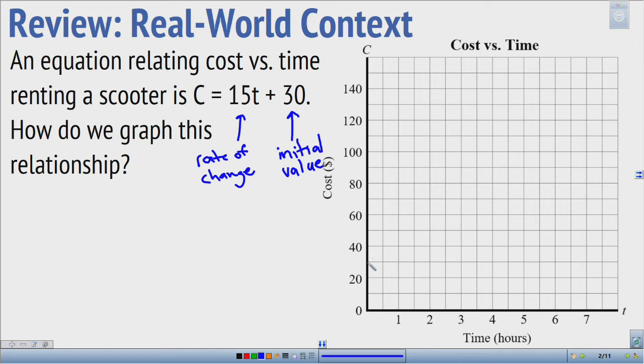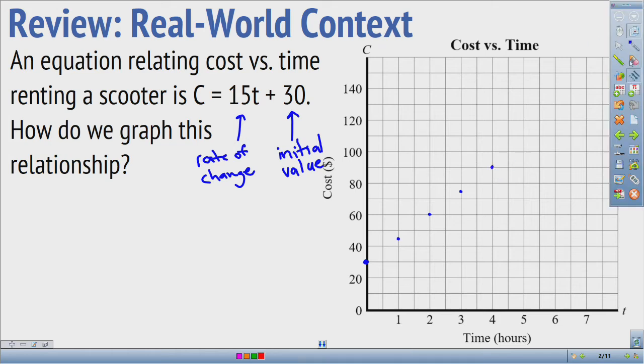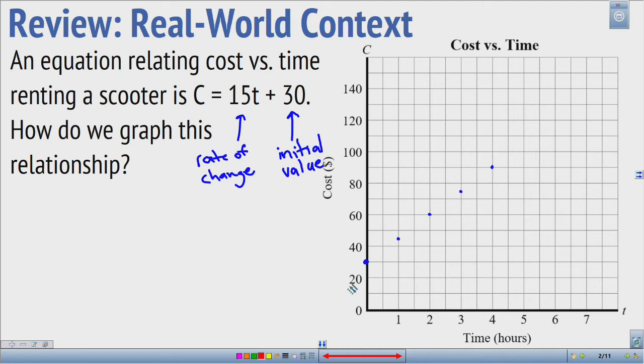So I'm going to put a dot here at 30. And this is going to go up by $15 every time. So after 1 hour, it's going to go up 15. And then after another hour, it's going to go up by 15. Another hour, 15, and then another hour, 15. So we have a graph that kind of looks like this. Let's make it green. So that's what our graph would look like.